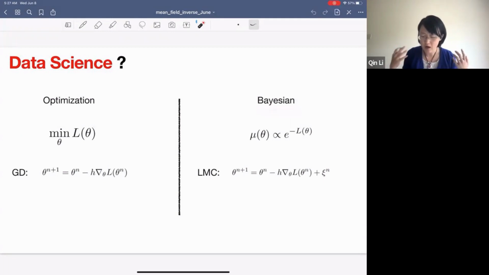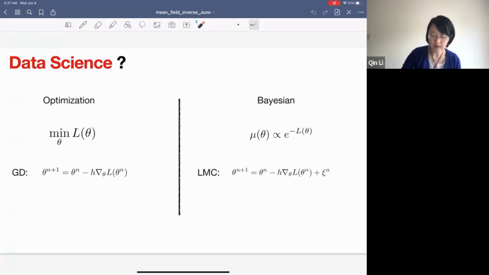Under Bayesian, there are a lot of algorithms developed in history as well. And one algorithm is the Langevin Monte Carlo, for example. It falls into the category of Markov chain Monte Carlo. Basically, you want to draw the samples according to this distribution. And one way to draw it is to use Langevin Monte Carlo. So there's a formula for that.